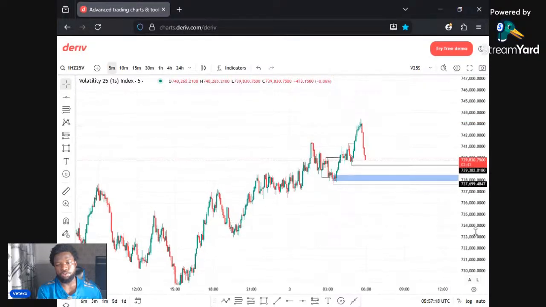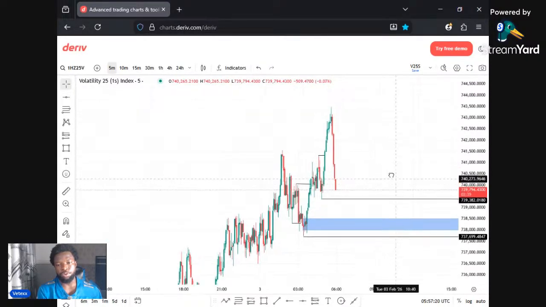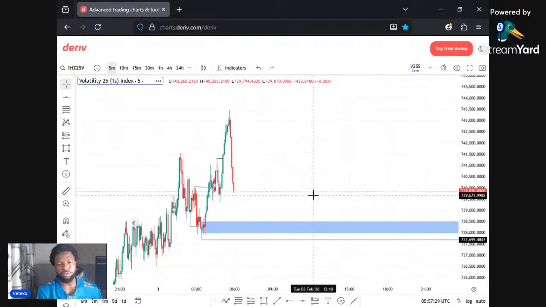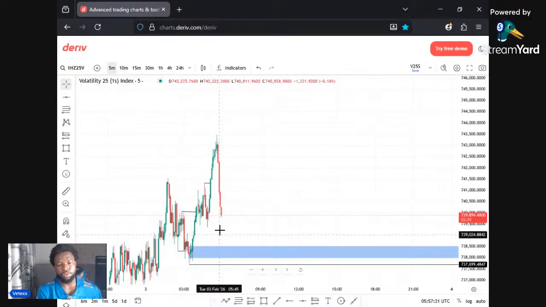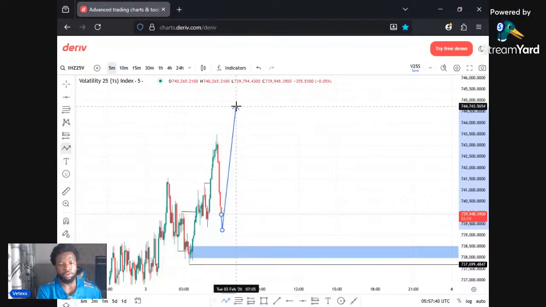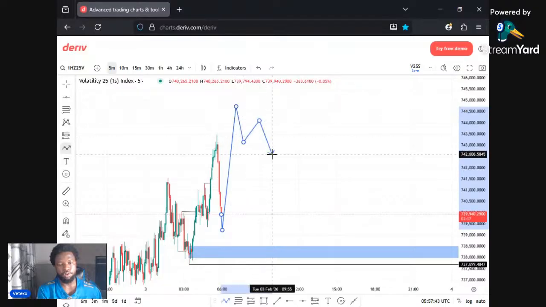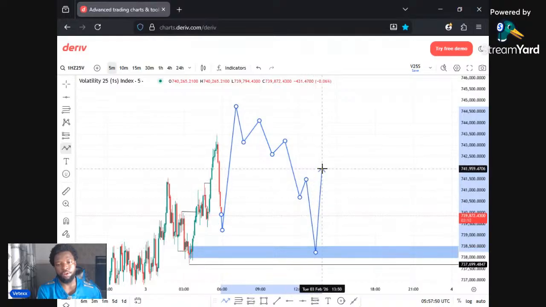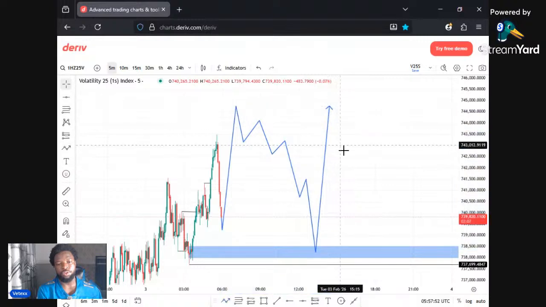Now look at this move to POI. This is very, very impulsive. So what we have now is, the only way we'll take this trade is if price does something like this, comes down here and then moves like this. Consolidate, consolidate, and then decide to come back to this zone and buy. That is when we are going to be taking this trade on V25 1S.